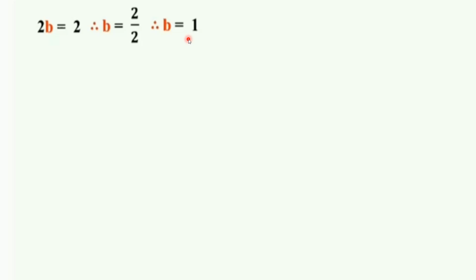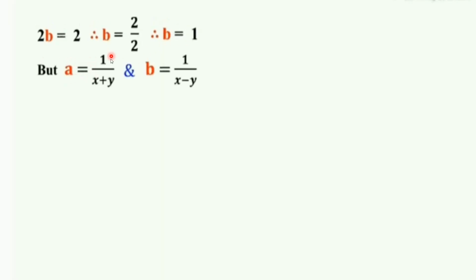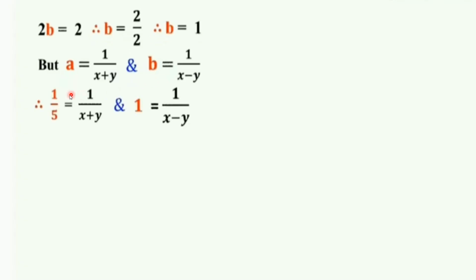But the actual variables are what? x plus y and x minus y. Now we have to take our substitution back, that is a is equal to 1 divided by x plus y and b is equal to 1 divided by x minus y. Substitute the values of a and b, children. The value of a, 1 over 5, is equal to 1 divided by x plus y. The value of b, 1, is equal to 1 divided by x minus y.